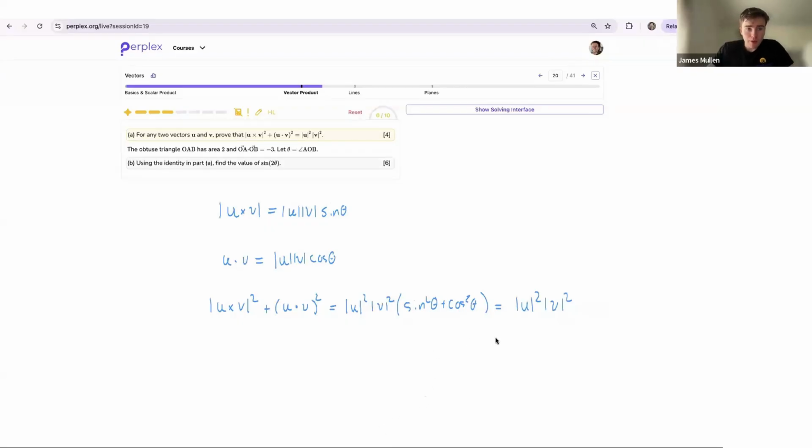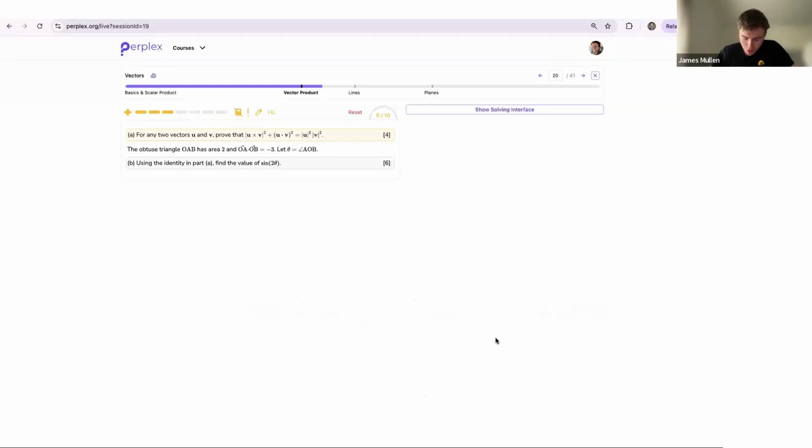Now, in part B, we want to use the identity found in A to find the value of sine 2 theta for two particular vectors. So we're told that we have an obtuse triangle, and I have a triangle that looks something like this. I can say that this is OA, that's OB, and the area here is 2. Let's just say that this is A and B, so I can say A dotted with B is minus 3, and we'll say that this is the angle theta.